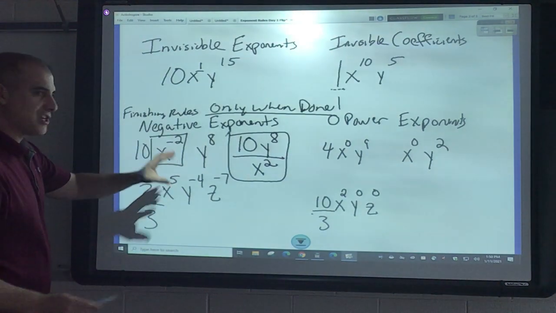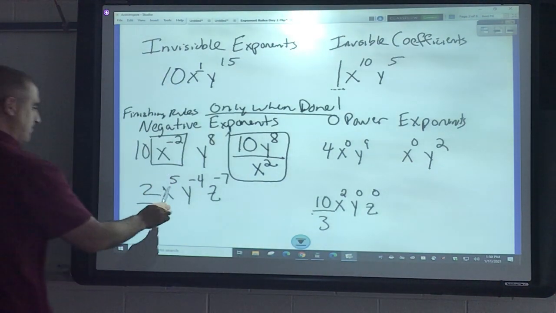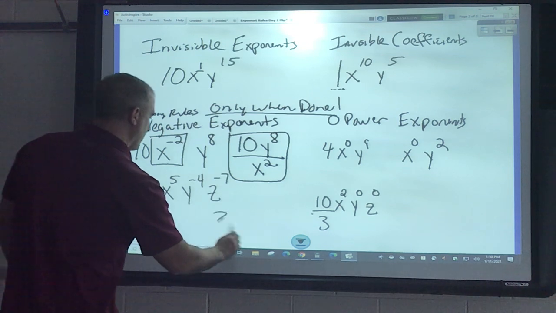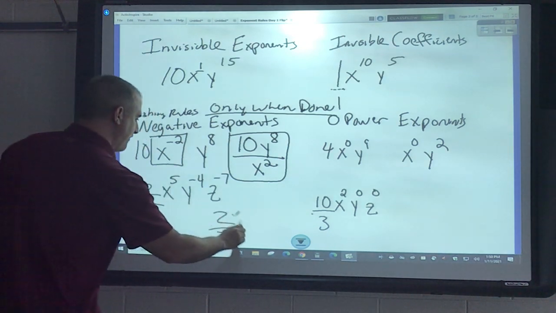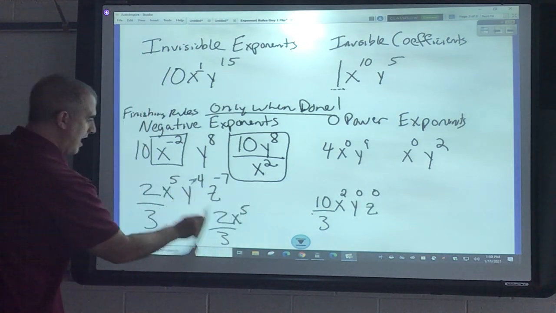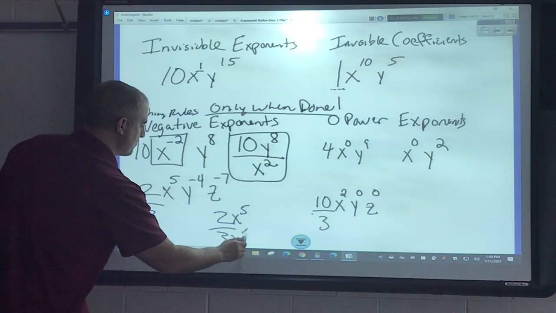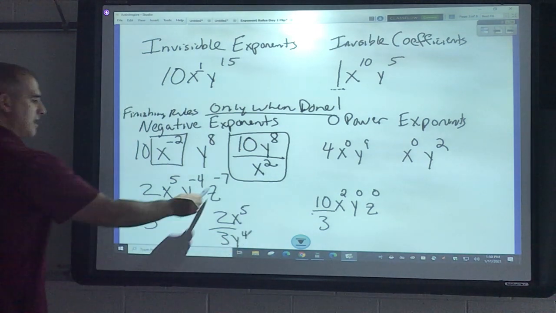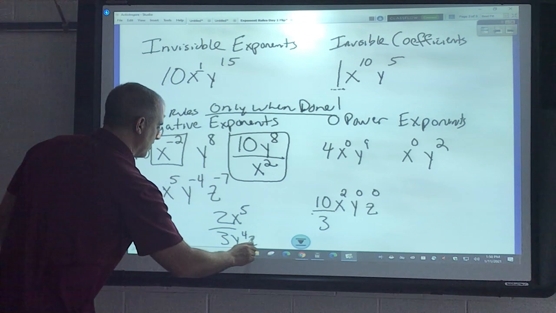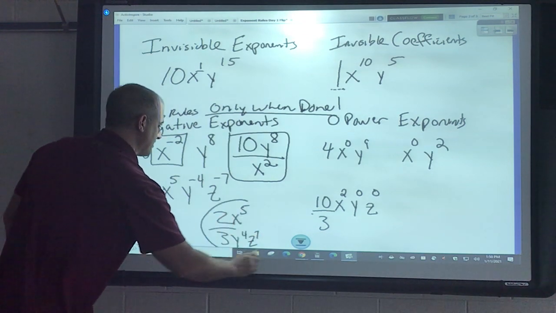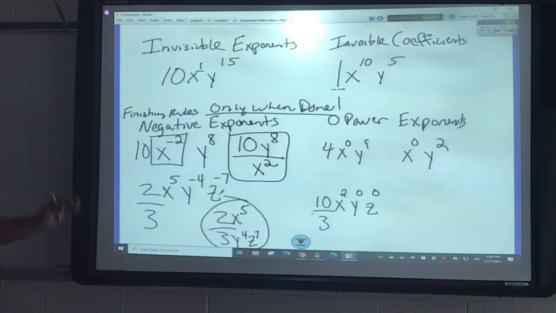So if you have a fraction, and this is why the fraction deal is important, this 2/3, the x to the 5th stays up here. If you notice this y to the negative 4th, that's now going to go down on the bottom and become y4. This z also going to go on the bottom and become z7. And so that ends up being your final answer. That's your finishing answer.